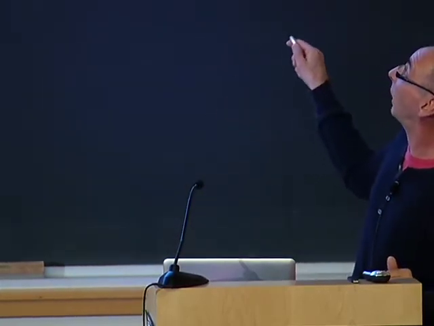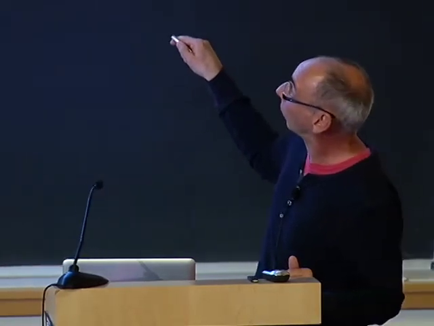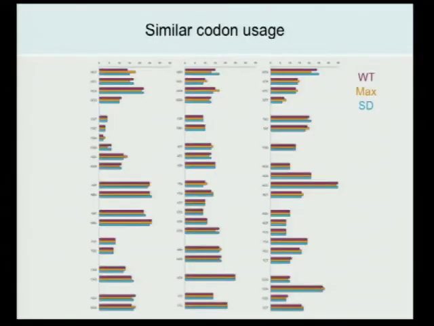The important thing is that when you look at the codon usage, and these are different codons for wild-type, MAX and SD using this color code, you can see that there are not many differences. It's not like before you were using a different codon, and now you are completely changing the type of codons that you use.